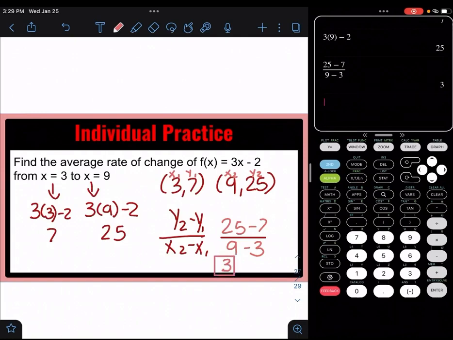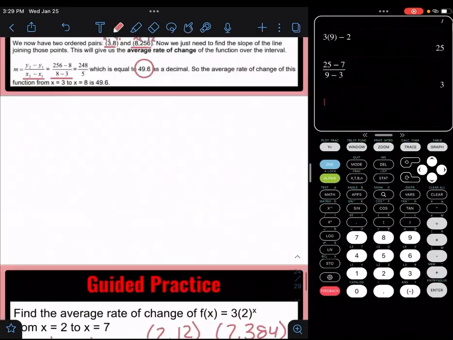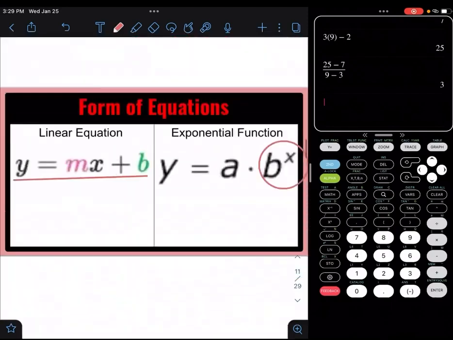Nice job. And that wraps up our lesson on finding the average rate of change and finding equations. Good job.